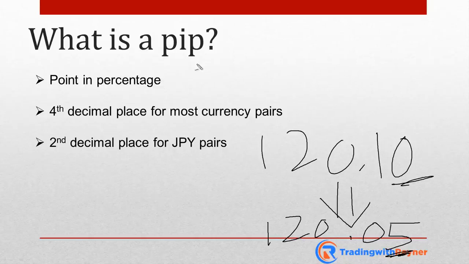And one thing to note, sometimes brokers just try to be funny. You can even have something called the pipette. So the pipette, for most currency pairs, is the 5th decimal place, and for the yen pairs it's the 3rd decimal place. So you can get really precise about it if you want to. Just something to share with you. It's called the pipette.